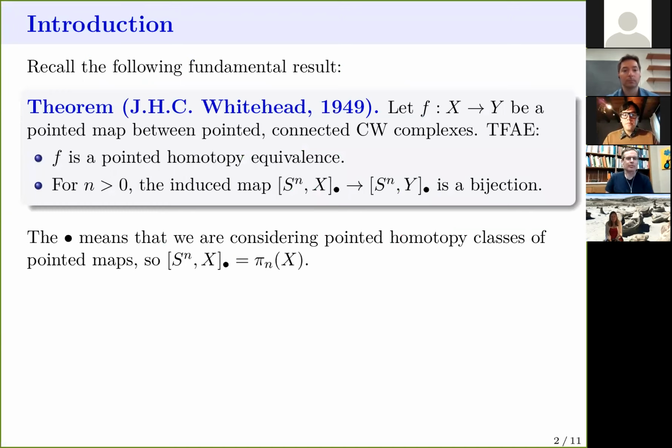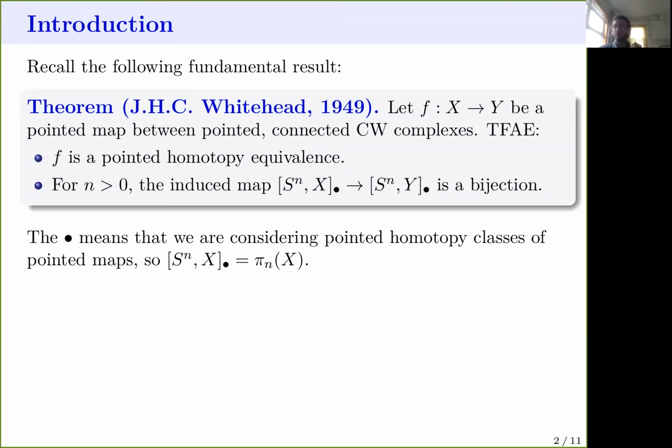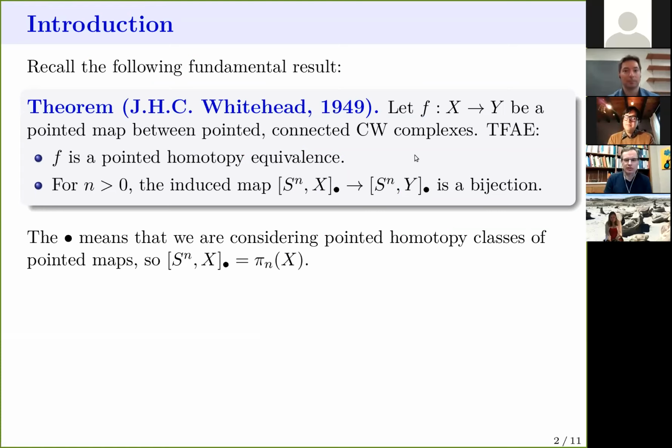Okay, so I'm going to start with some background. First, let me remind you of the classic Whitehead's theorem, due to J.H.C. Whitehead in 1949. This concerns maps between pointed connected CW complexes. So we have here a map F between pointed connected CW complexes, and a CW complex is just a nice space built out of spheres glued together nicely.